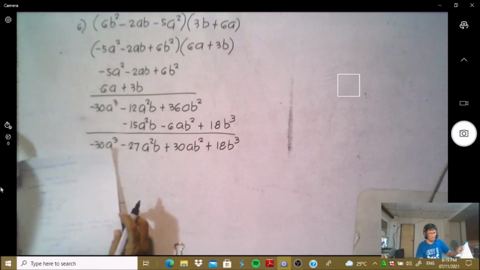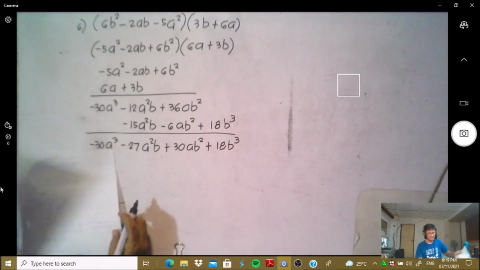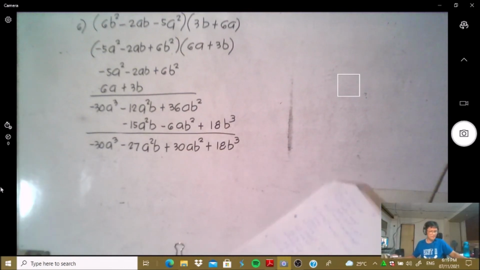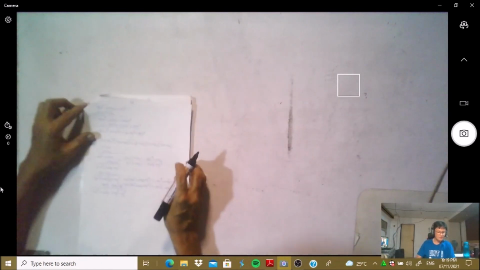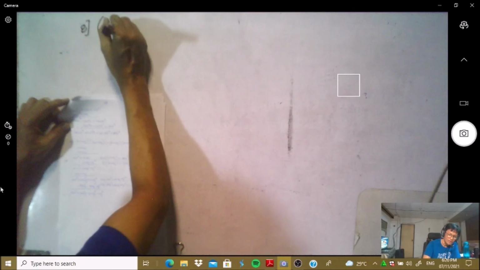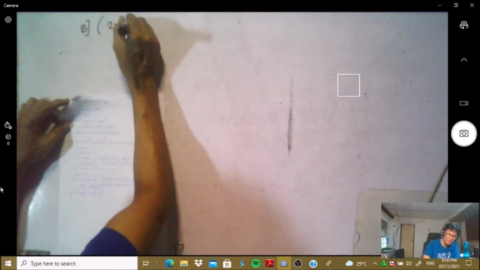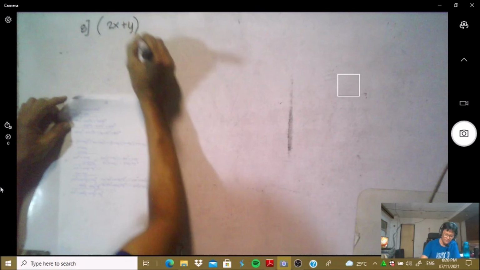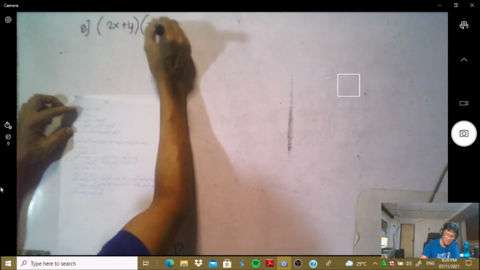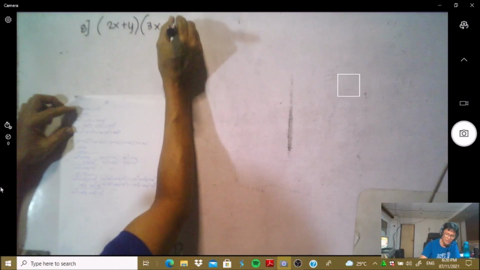Okay, so for number 8, now number 8, this is now our last problem. Okay, for multiplication, so we have number 8, we have 2x plus y, squared, multiplied by 3x minus 2y.